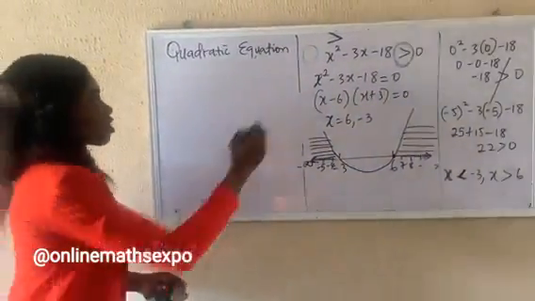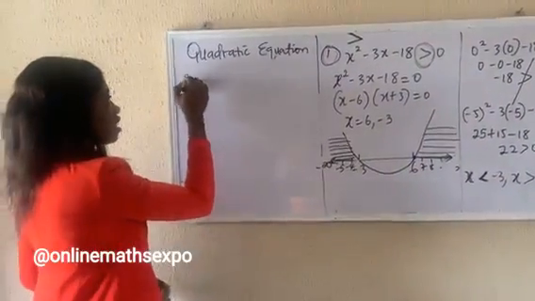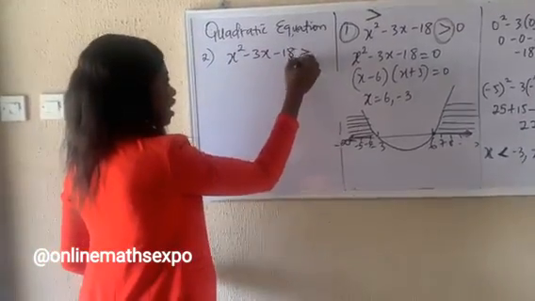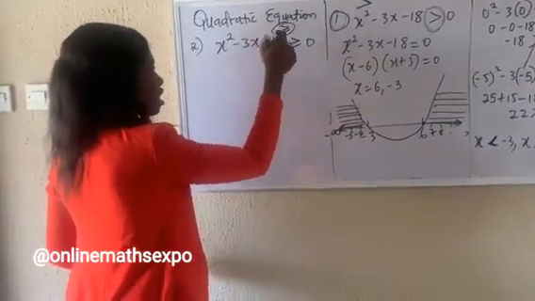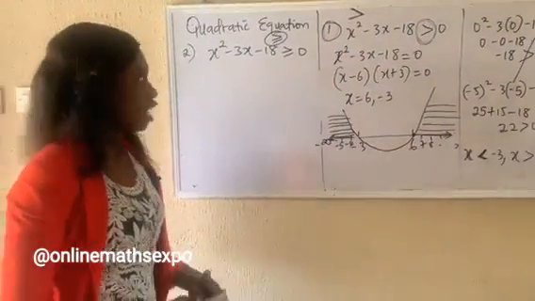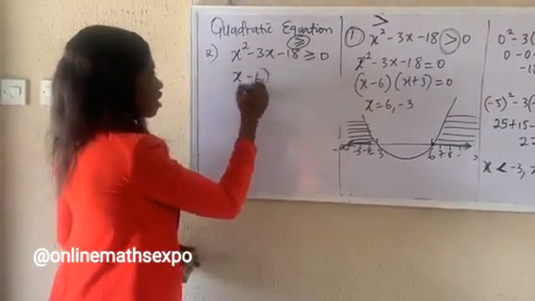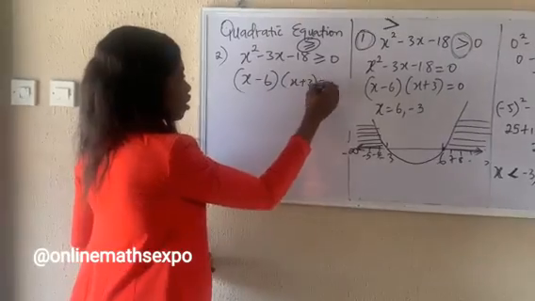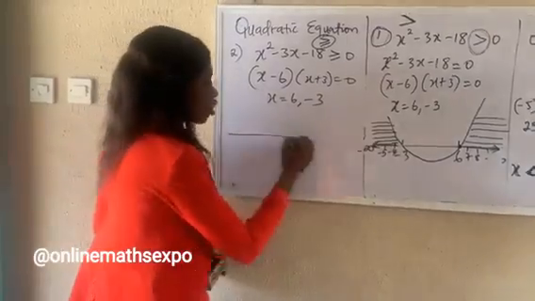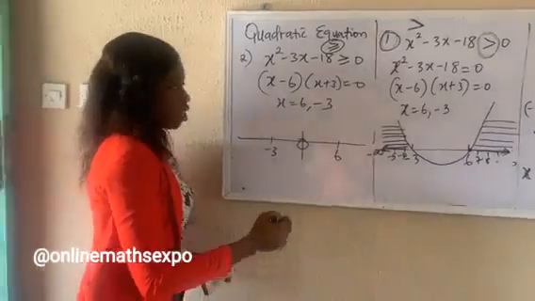Now we have done the first one on greater than. Let's take it that the question is x squared minus 3x minus 18 is greater than or equal to 0. Here we are discussing greater than or equal to 0. The same approach like we have said from the beginning. So in that case, if we are going to have x minus 6 and x plus 3 equal to 0, x is 6 and x is minus 3. So if I draw my number line, I will have here is minus 3 and here is 6. Now we test.